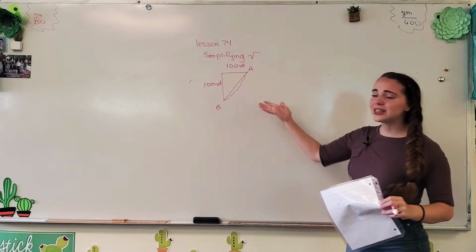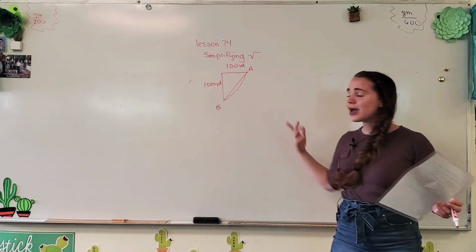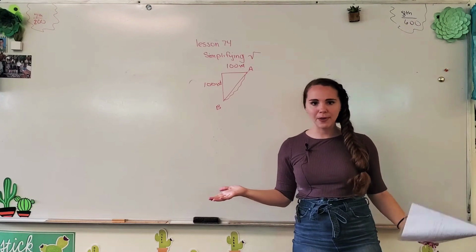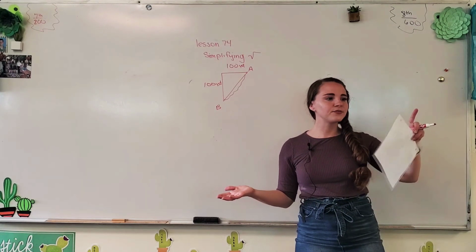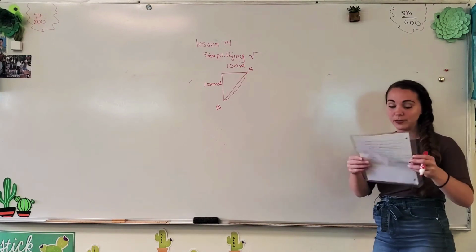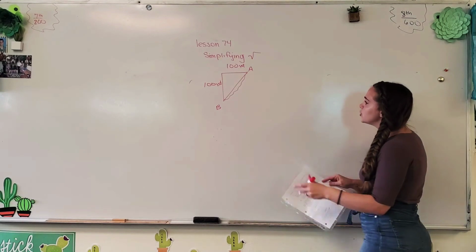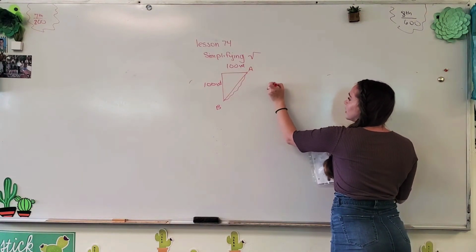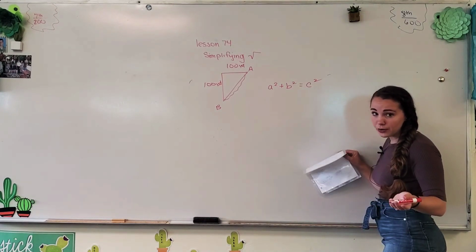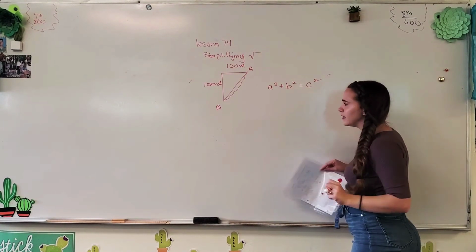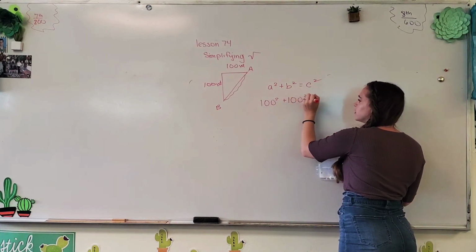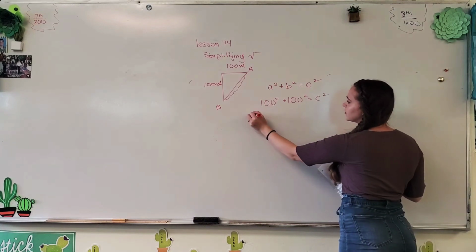So just looking at this beautiful right triangle, we don't know the hypotenuse. What pops in your head automatically that we can use to find that hypotenuse? Yes, the Pythagorean Theorem. So he does a squared plus b squared equals c squared, because we all know that's the Pythagorean Theorem. Plug in your a, plug in your b, and we're going to find our c.